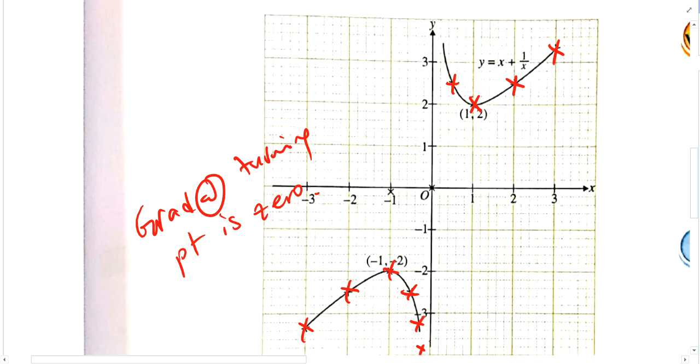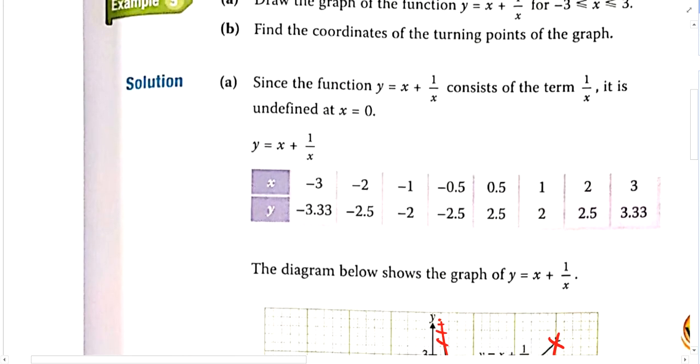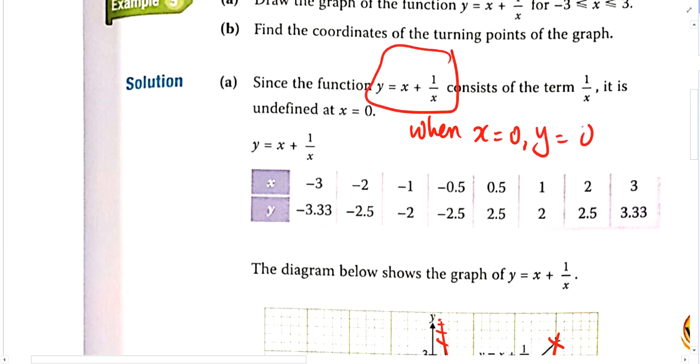Then you realize that actually it seems like it doesn't touch the y-axis. Okay? You plot some more, it looks like it goes closer and closer to the y-axis, but it doesn't touch. And we can very easily get the answer, because when x equals to 0, y equals to, substitute inside here, what do you get? 0 plus 1 over 0. What is 0 plus 1 over 0? Defined or undefined? It's undefined. Okay? So it's either positive infinity or negative infinity. So that's how we get this shape.